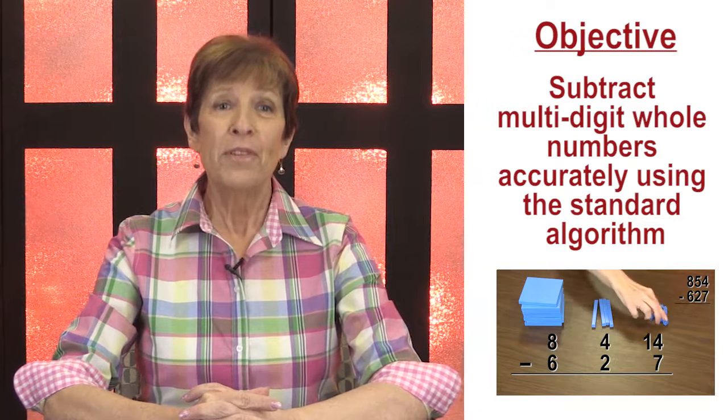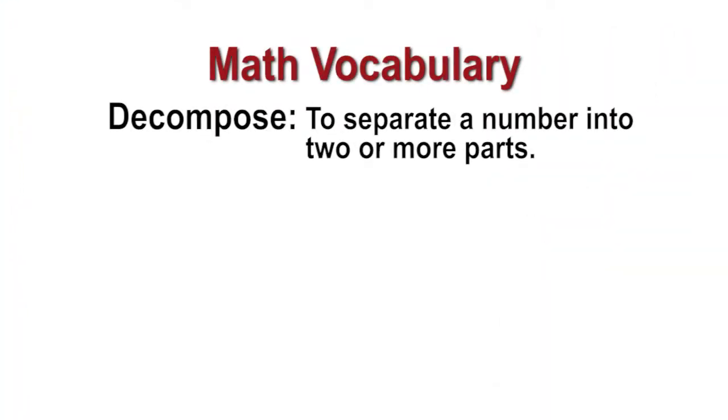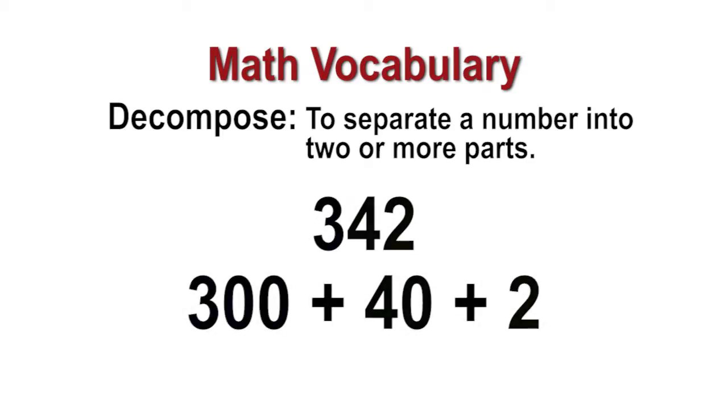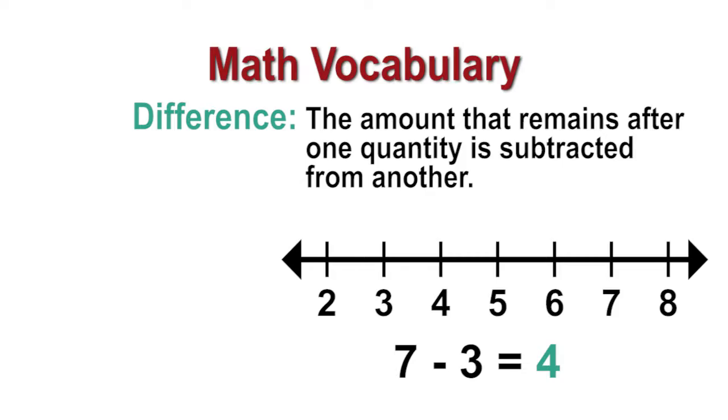Let's begin by reviewing the vocabulary. Decompose: to separate a number into two or more parts. One way to decompose 342 is to separate it into 300 plus 40 plus 2. Difference: the amount that remains after one quantity is subtracted from another. It is the range between two numbers on a number line.